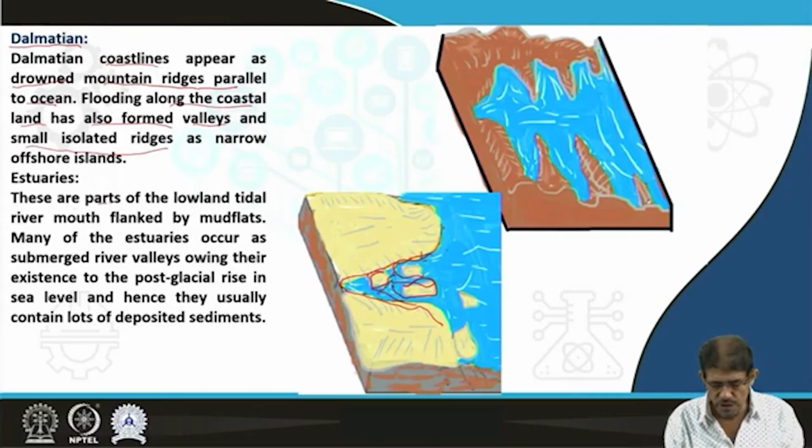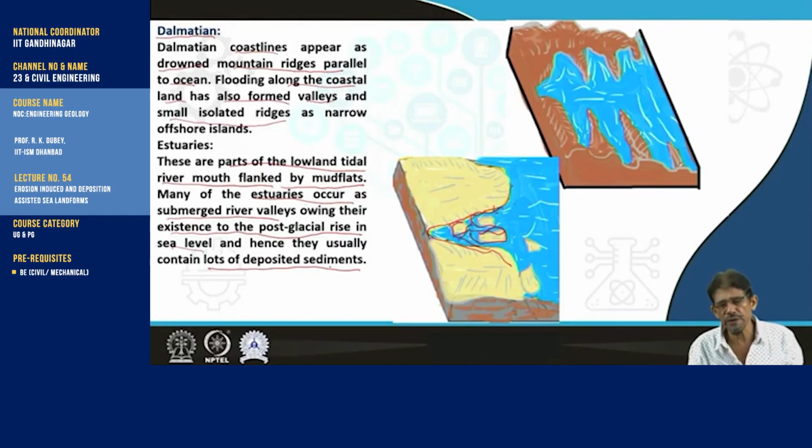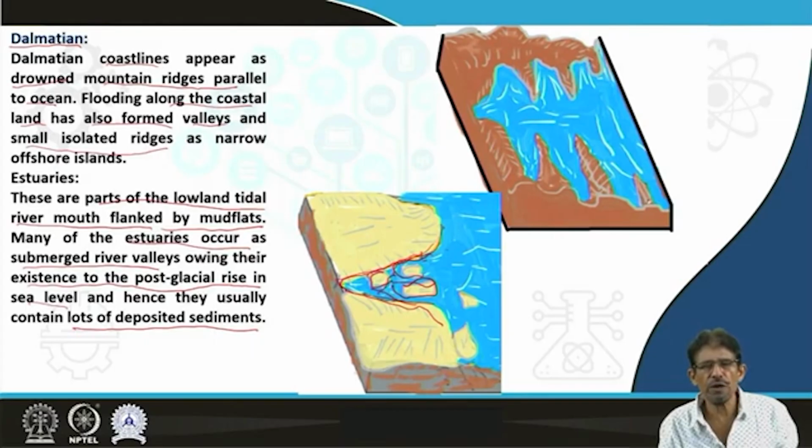The estuary is a part of the lowland tidal river mouth flanked by mudflats. Many estuaries occur as submerged river valleys, owing their existence to the post-glacial rise in sea level. Hence, they usually contain lots of deposited sediments and a lot of forest land such as mangroves, due to the high fertility of such zones. Varieties of animals live there. In India, you can see the mangroves and the change in species, particularly in the Sundarban area, located in West Bengal, India.